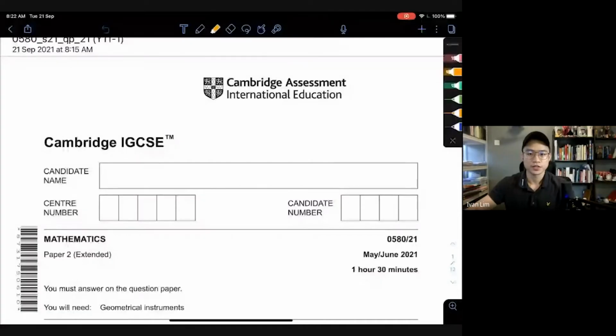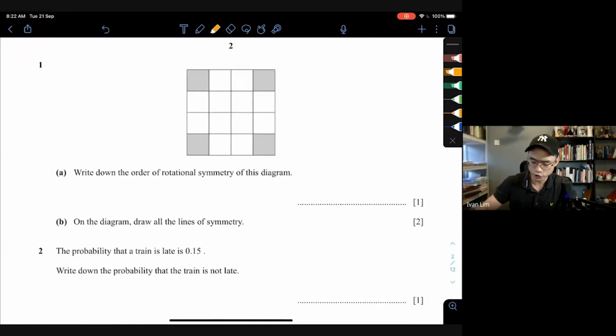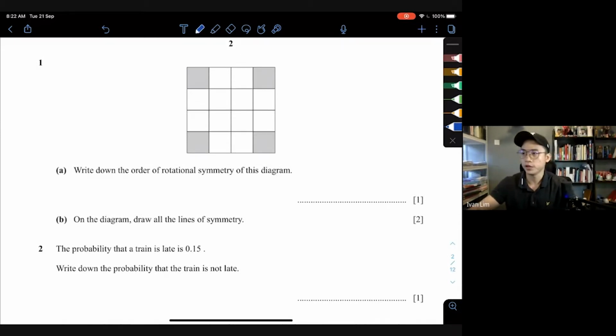Alright, what's up everyone? So this is a May-June 2021 math paper set 2-1. Okay, so this very first set. We'll be going through the entire paper right away. Number one, write down the order of rotational symmetry of this diagram. If you see this shape, rotational symmetry is how you rotate it and it still looks exactly the same. That's if we were to put it in plain language.